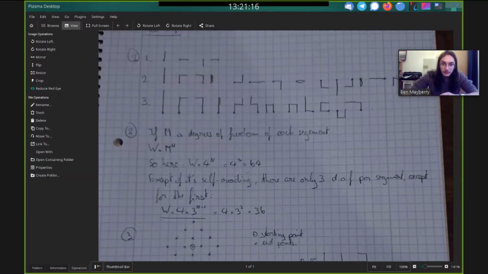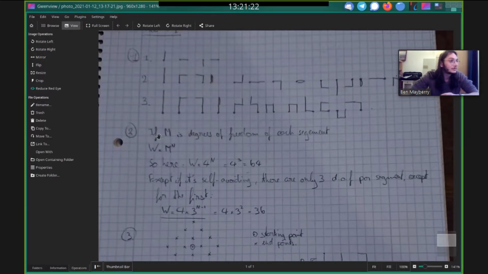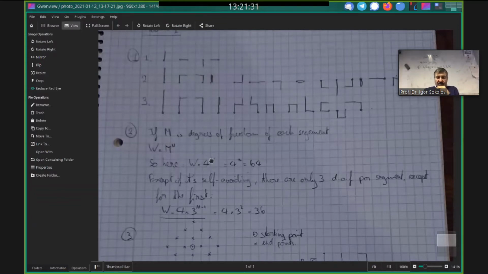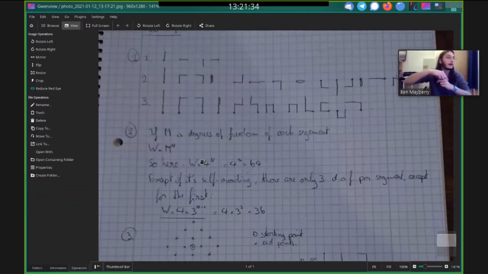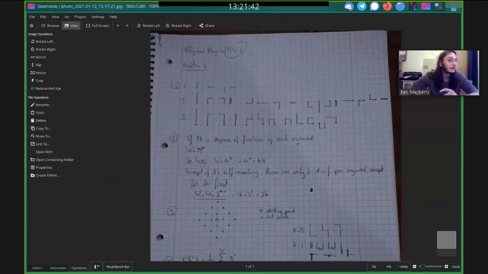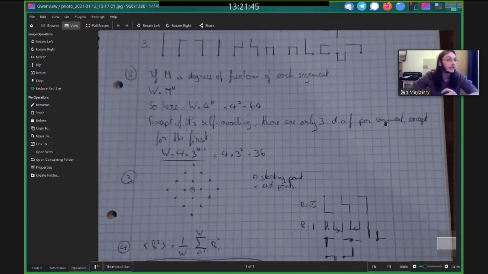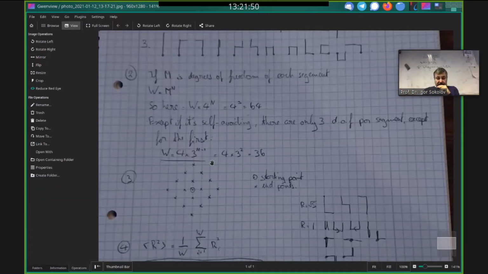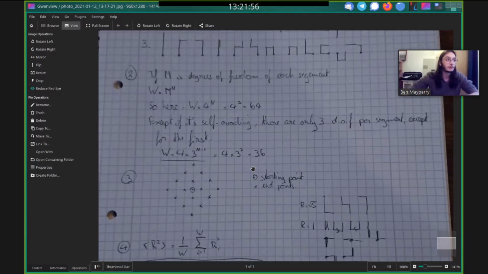How many configurations W can be found from model one? So if M is the number of degrees of freedom for each segment, W is M to the N. Correct. But that's taking into account that these segments can fold back on themselves. But if we have a self-avoiding random walk where the segments can't go back, then there are only 3 degrees of freedom for each segment except for the first one. So then it's... This is an approximation. Yeah, this is not quite correct. Ah, okay.